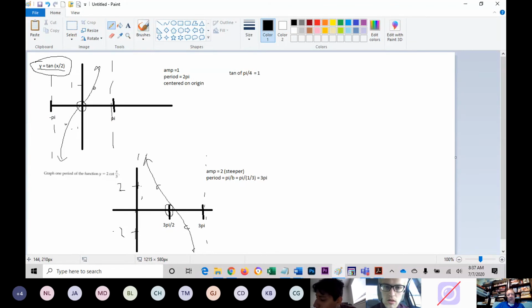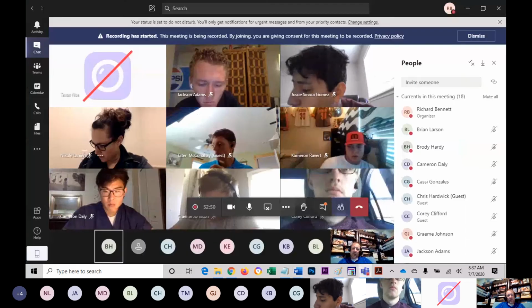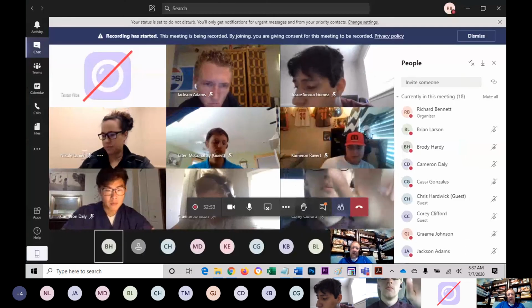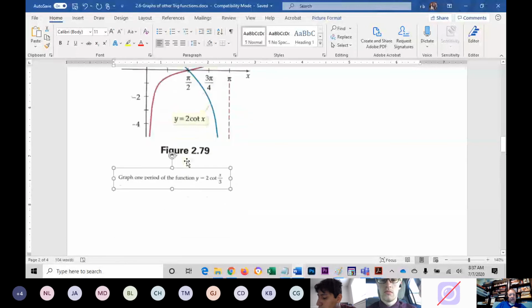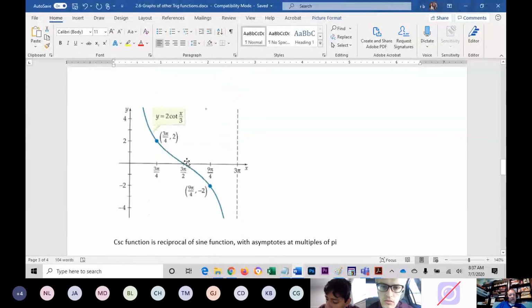Okay, so do you feel pretty good about the tangent and cotangent? Okay, yeah, I'm getting a few head nods. All right, so now let's move on. Here's an example of y equals 2 cotangent of x over 2. That's what we just did.